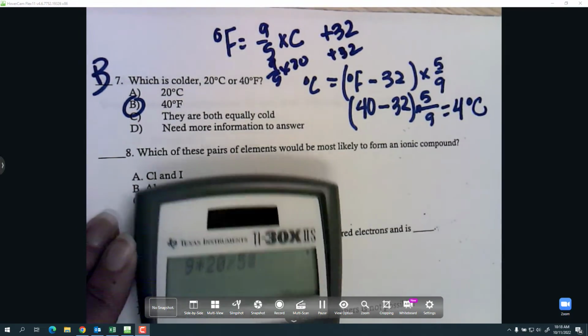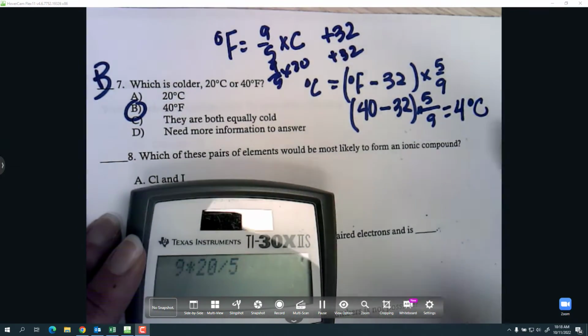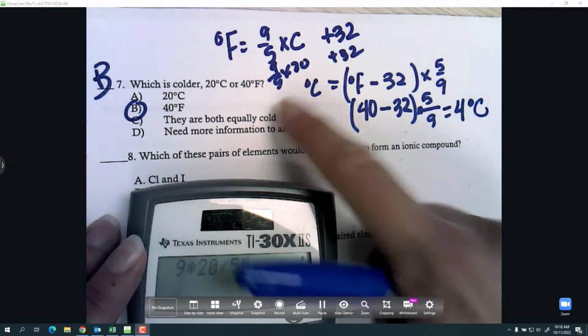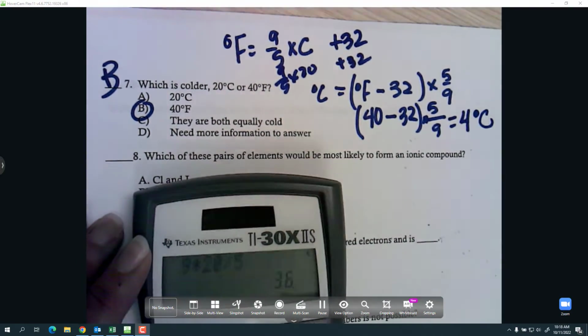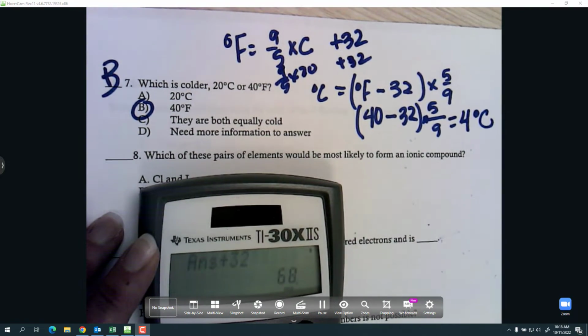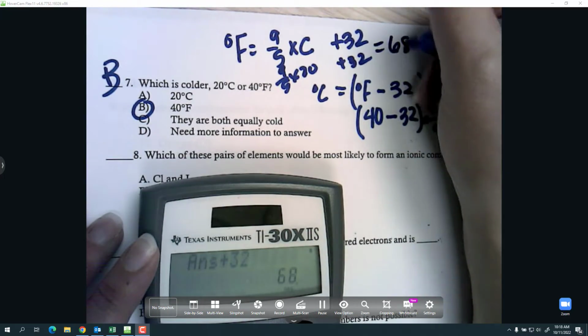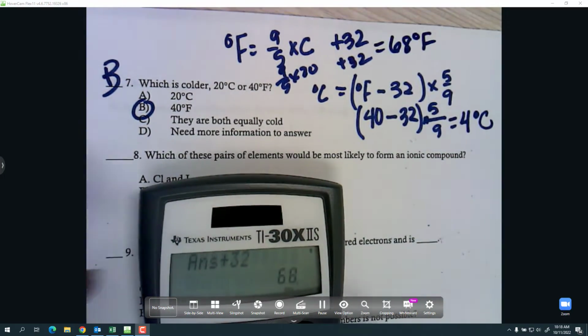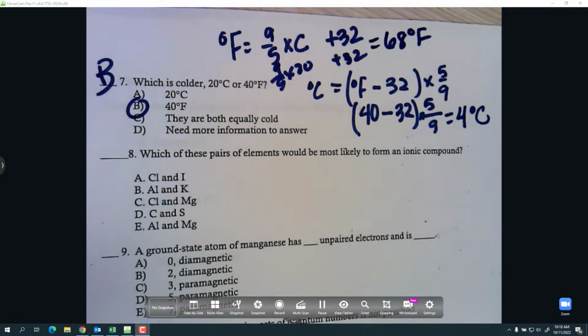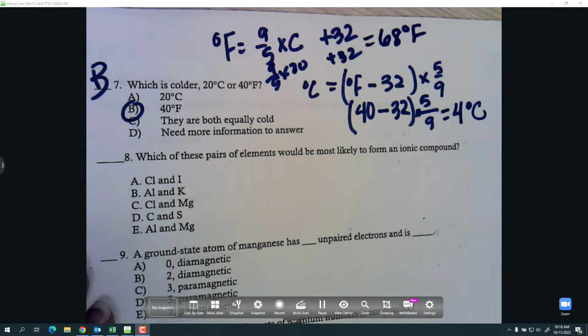I wanted to put it in, I just want to make sure I got it in there correctly. So I want 9 on top, 20 on top, and 5 on the bottom, and then plus 32. That would be 68 degrees Fahrenheit, so still 40 is colder. So it doesn't matter which way I go, I should get the same answer.